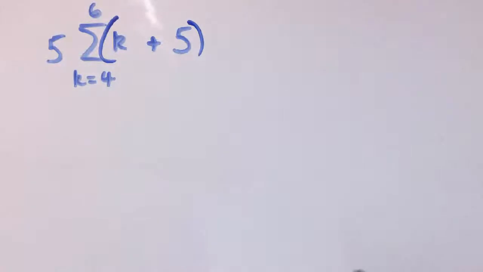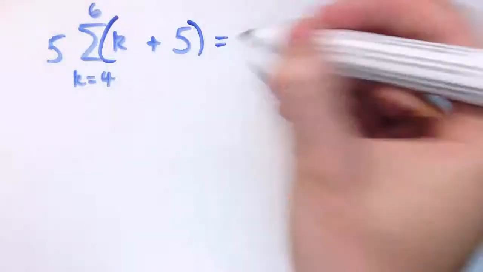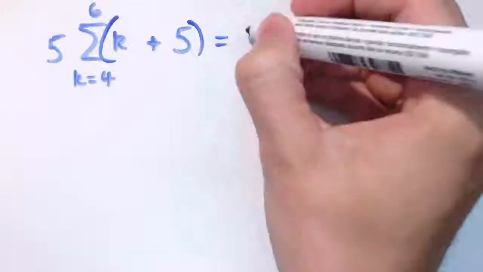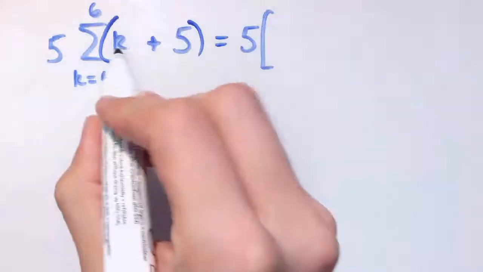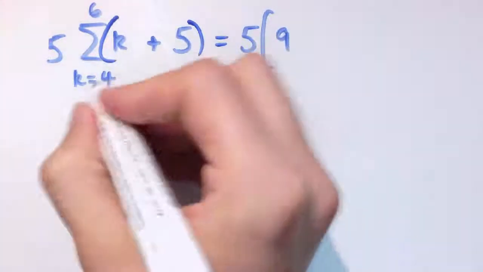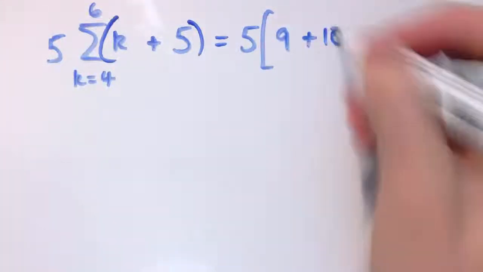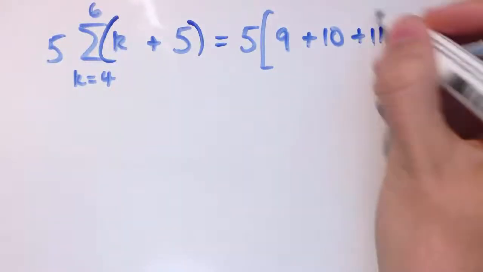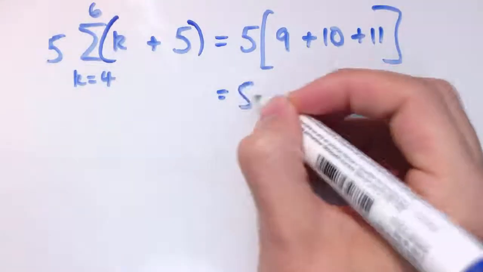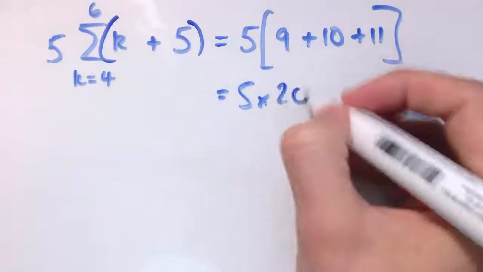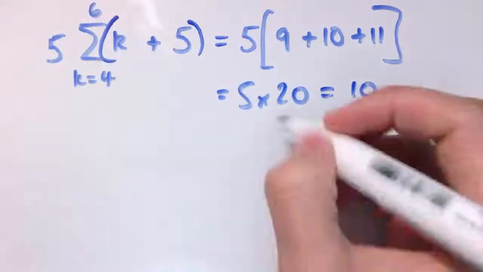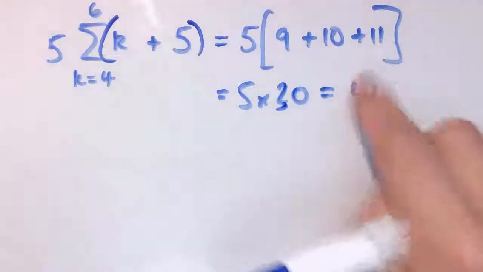So let's just see what the difference would be here. This means do 5 times this whole sum. So it'll be 5 times this sum. When I put k equals 4 in, I get 4 plus 5, that's 9. K equals 5 gives 10, and k equals 6 gives 11. So that would be 5 times 20, which is 5 times 30, which is 150.